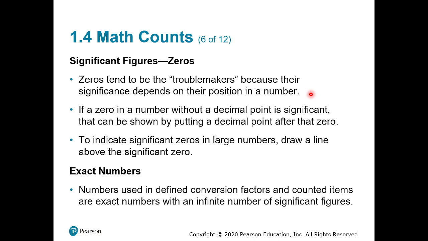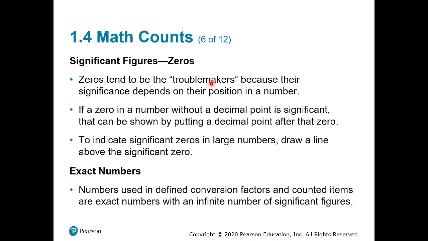No, you have to put 6 zeros to write out 1 million, right? And those are called placeholders. Okay? They're not representing necessarily precision or significant figures. They're there because you can't write 1 million without the zeros. All right? So if a 0 in a number without a decimal point is significant, it can be shown by putting a decimal point after that 0. To indicate significant zeros in large numbers, you can draw a line above the significant 0, and that says it's significant up to this 0. Then all the zeros that are after that are not significant. They're there because I needed to represent 1 million, 1 billion, whatever.